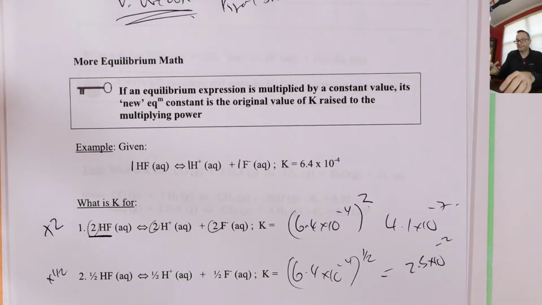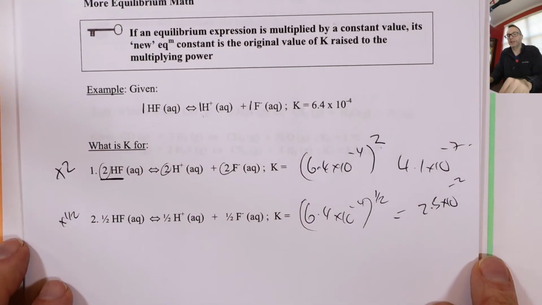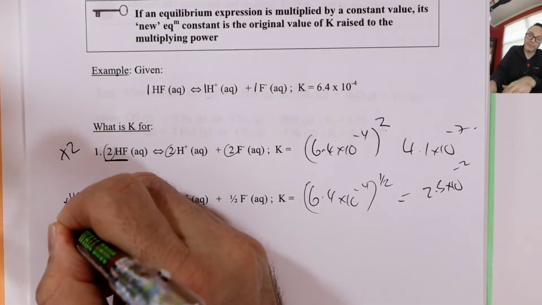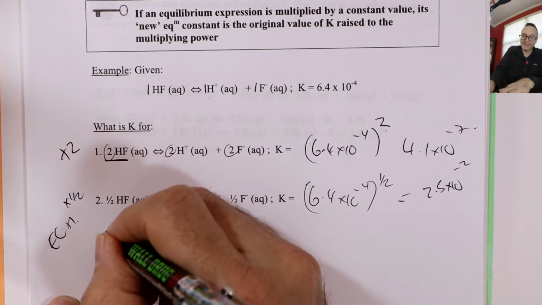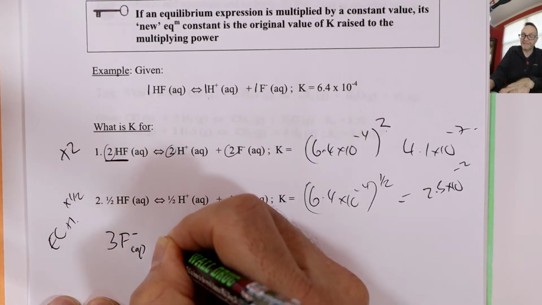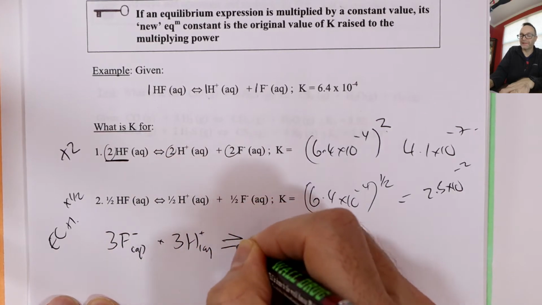Hopefully that makes sense. Now, here's the super fun part, right? You can combine them, you can mix and match. So remember, if I reverse it, it's reciprocal, it's 1 over, right? If I multiply it by a constant, it's the power, right? So extra credit, 1 point. I'll give you a big clue here: this is a reverse reaction, and it's multiplied by 3, okay?